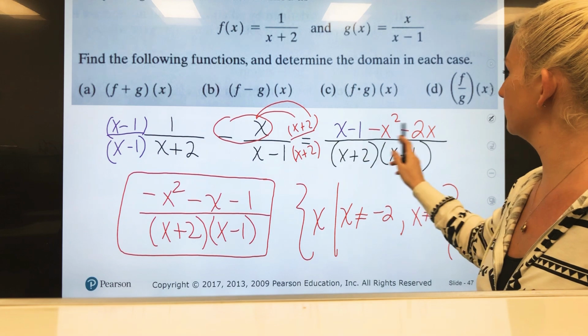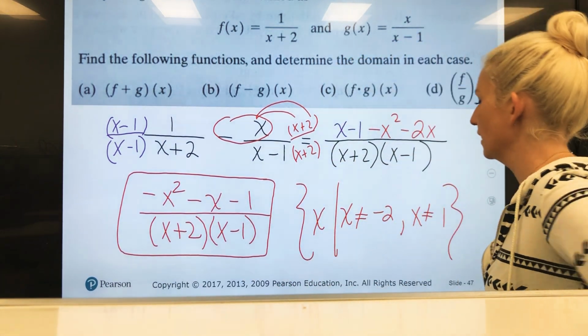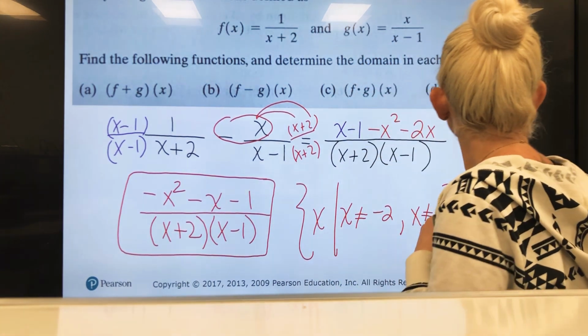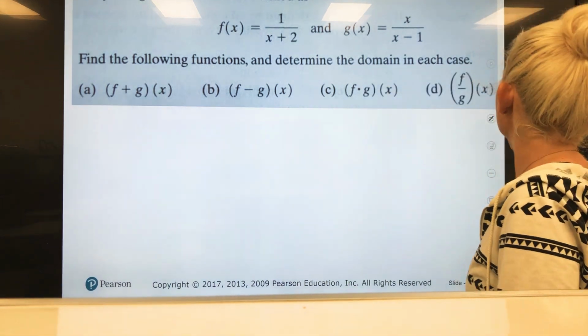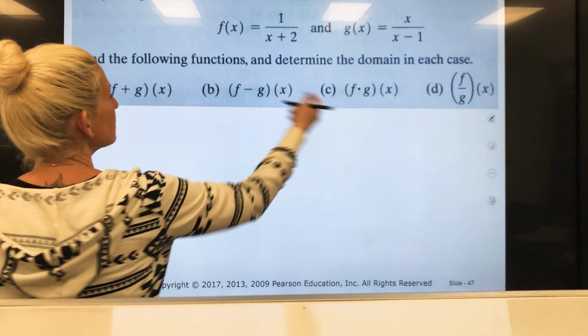Okay, so if I just combine like terms here at the top, this would be my answer. And it's the same domain. Next up is multiplication. Multiplication is easier with fractions because you don't have to worry about the denominator. So I'm multiplying them now.